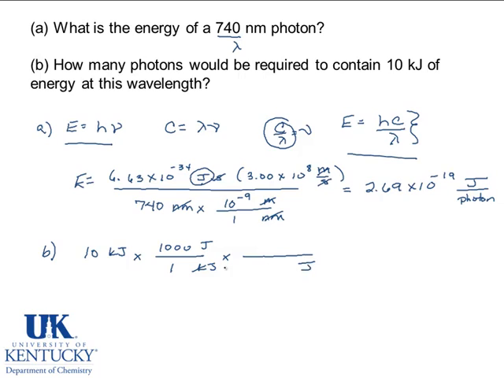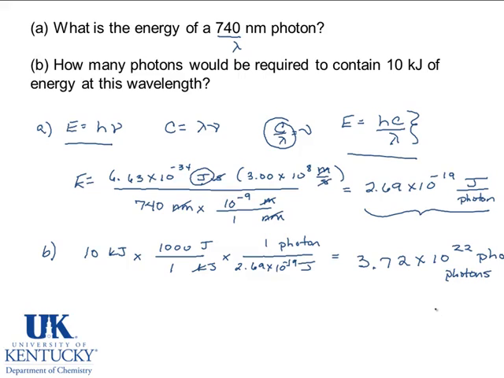Well, I know that 2.69 times 10 to the minus 19 joules are in one photon. That's what that converter that I obtained from up here tells me. So if I were to do the multiplication and the division here, I would end up with a value of 3.72 times 10 to the 22 photons. So it takes quite a few photons. I ran out of space there. I will write photons here. It takes quite a few photons to give you 10 kilojoules of energy.